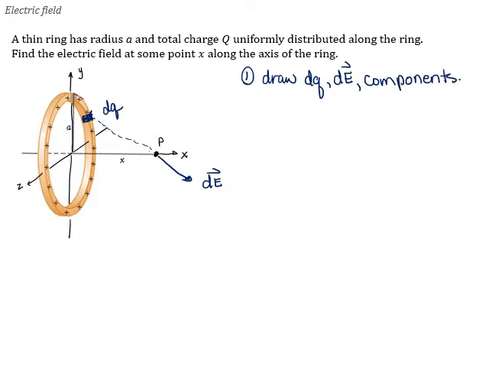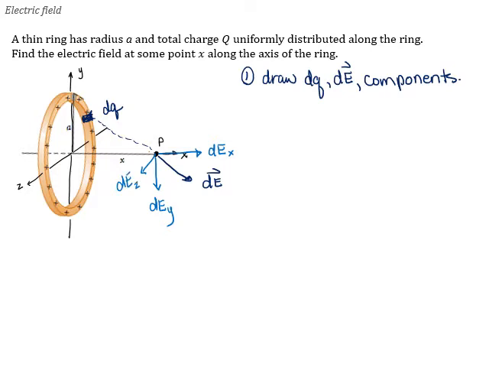So we know that dE points away from dq. That helps us identify the components. So the x component is away from the ring. That's in the positive x direction, dEx. Our dq is on the top half of the ring, so the y component points down. And the dq we picked was on the back half of the ring, so the z component points outward, or in the positive z direction.